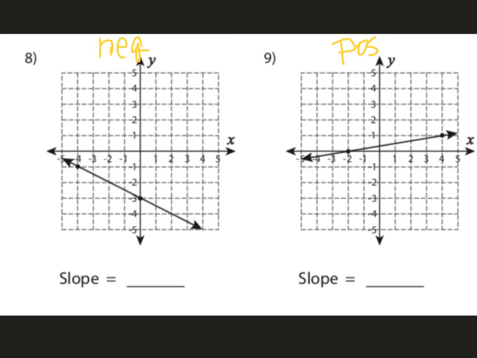Okay, now look at these 2 lines. These are not very steep. So the steeper the line, the larger the slope number is going to be. Like the first one we did, the slope was 2, so I would assume that was a pretty steep line. Now the closer you are to 0, the less steep it is, or the flatter it is.